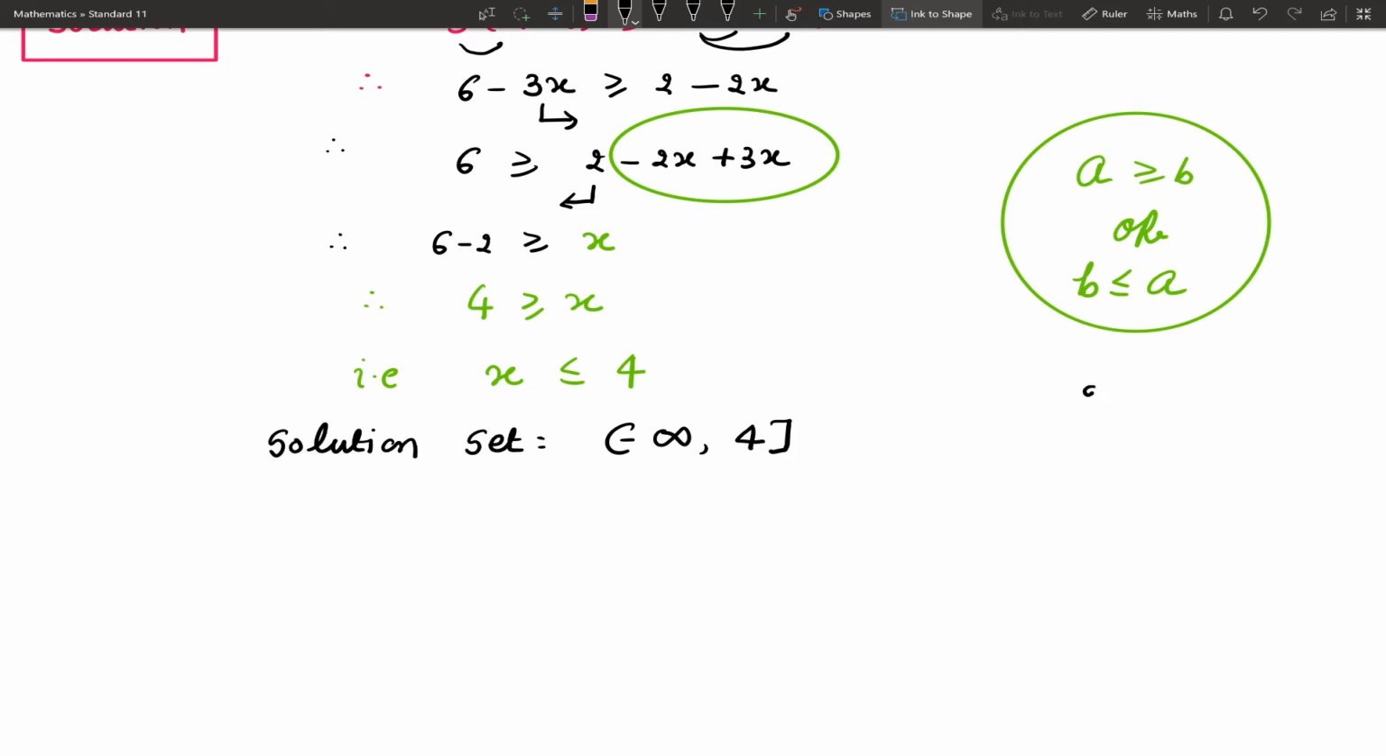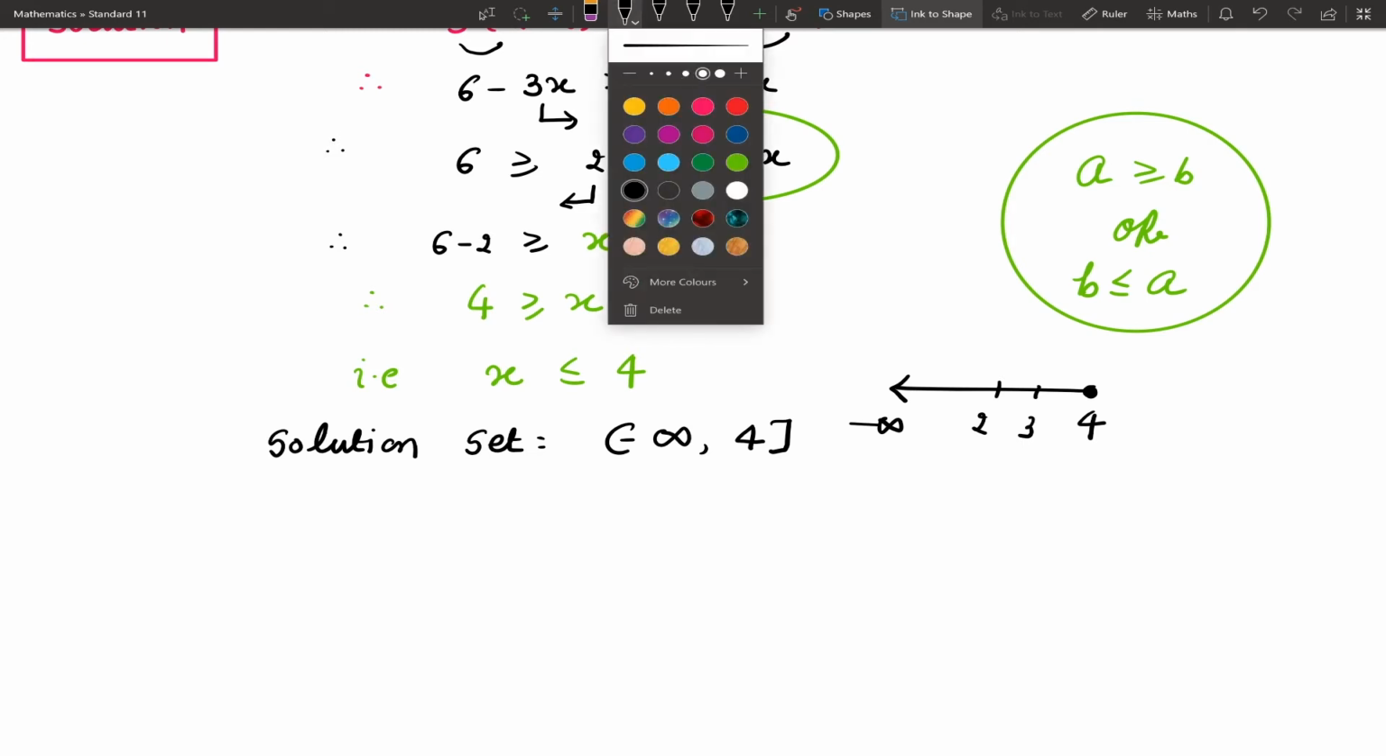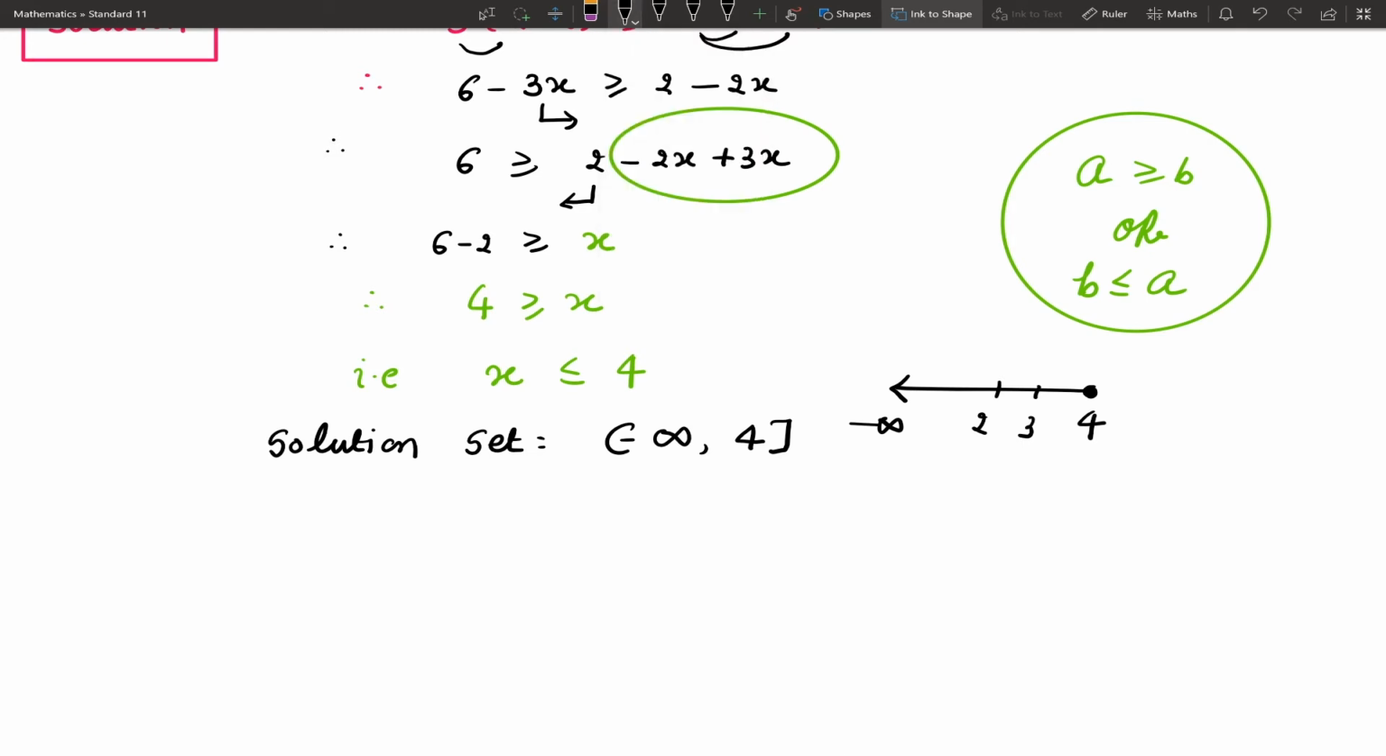So if we want to include 4, then we have to put a dark circle to denote this on a real line. x is less than or equal to 4: 4, 3, 2 and so on. This side it will be minus infinity. And the solution portion we have to denote by a bold line. So if we denote graphically, then we can denote like this.